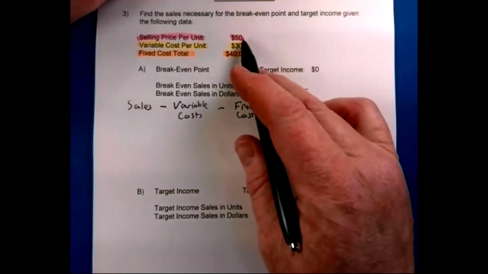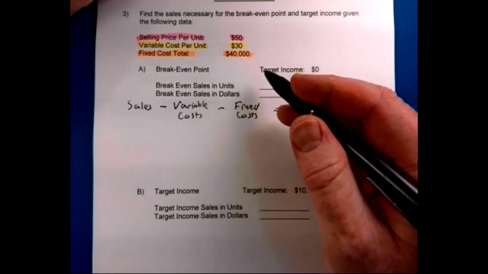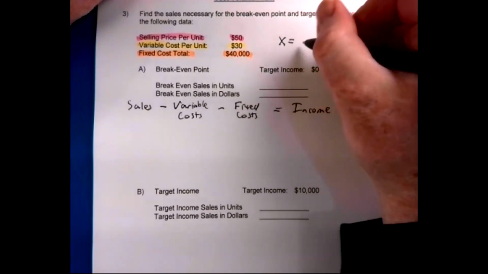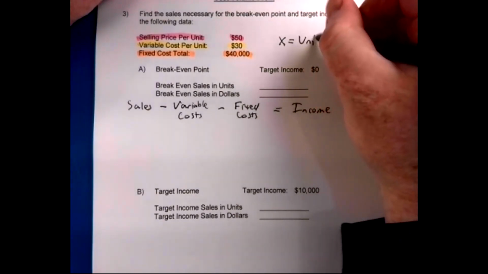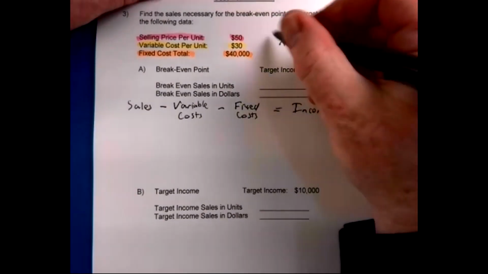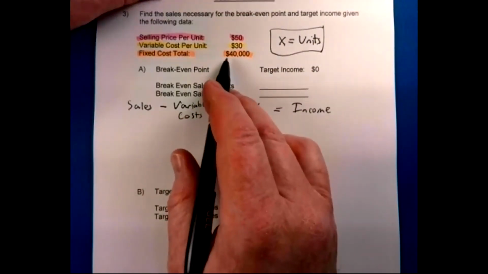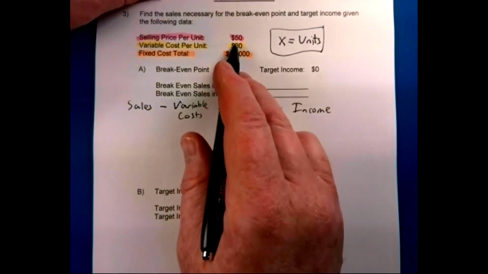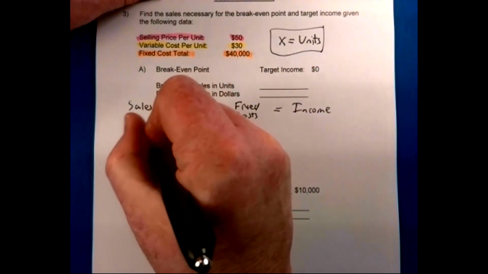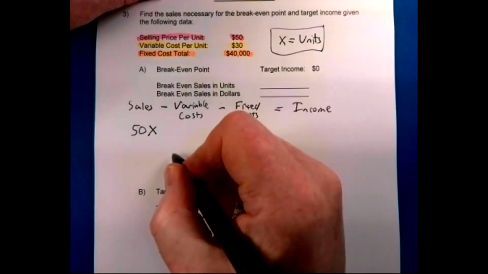Now, we don't know how many units yet. So what I do is I make a variable for units. I'm going to say x equals units. And we're going to solve for x. Okay, so our sales. We know we sell each of these for $50. We don't know how many units. So each one sells for 50. Units we don't know. I'm going to put an x in there. That's units.